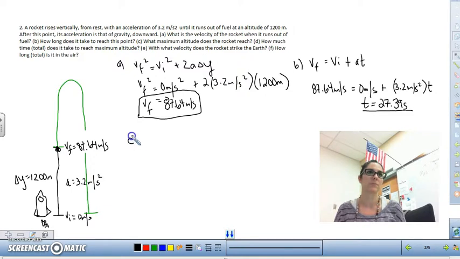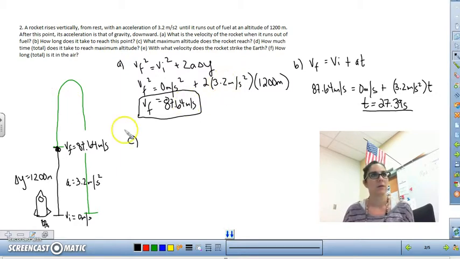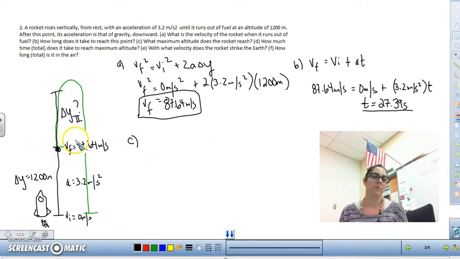Alright, let's do part C. Now we're going to look at the maximum height. In other words, how high does it go? It's not a straight line, but you get the idea. We're looking for this extra piece here, which I'll call Y2. Some information we know about this section: starting here, we have an initial velocity, the velocity at the top is going to be 0, and the acceleration is now just that of gravity, negative for downward.